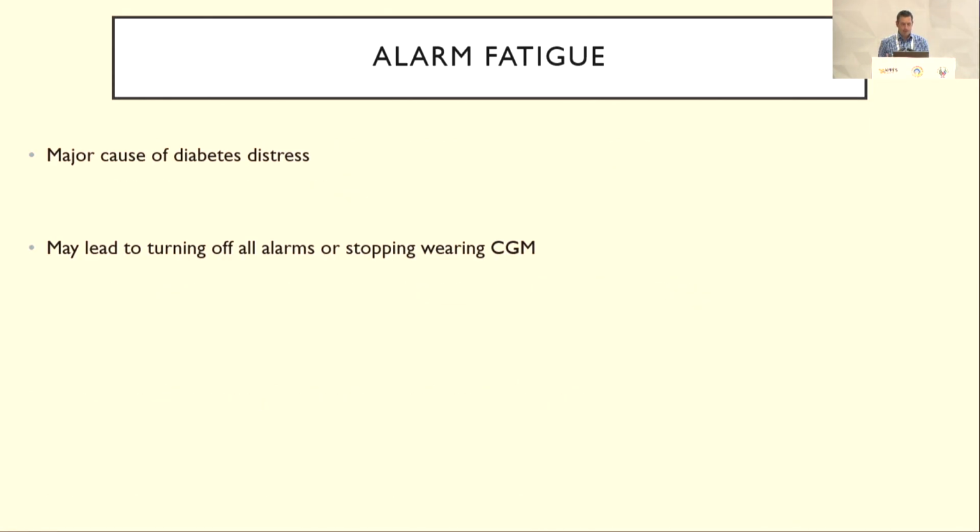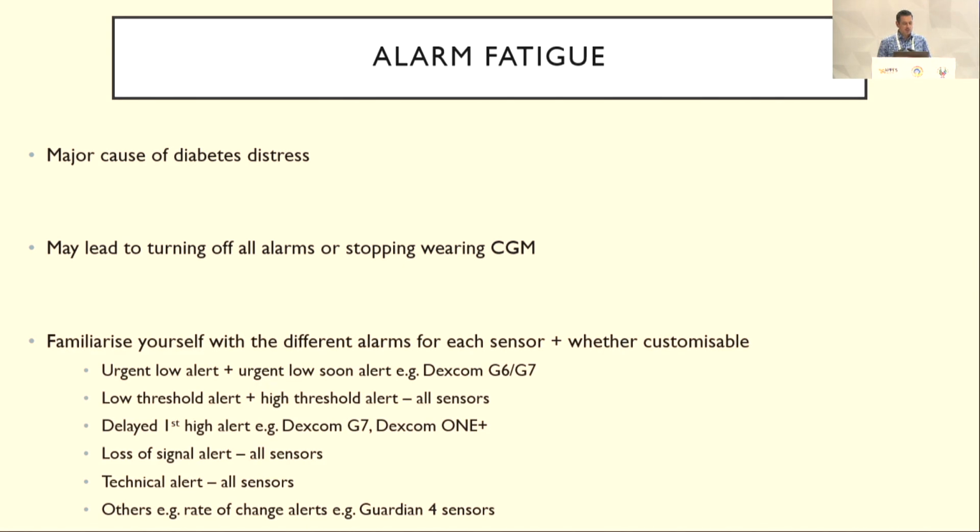So alarm fatigue is a major cause of diabetes distress, and it may lead to turning off all alarms. I've seen plenty of people just throw the sensors off after 1 to 2 days because they're sick of the alarms. And what is hard, particularly when the models change for CGM, is familiarising yourself with what sensors have what alerts and whether you can customise them or not.